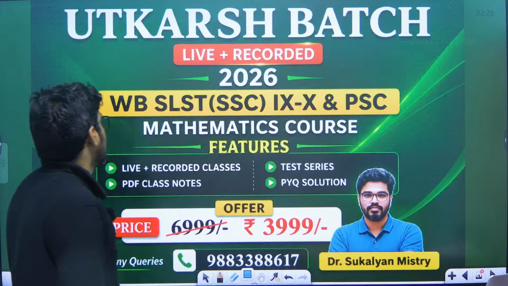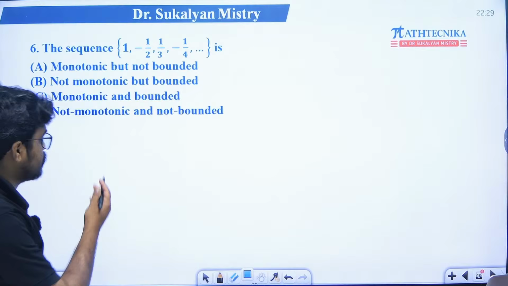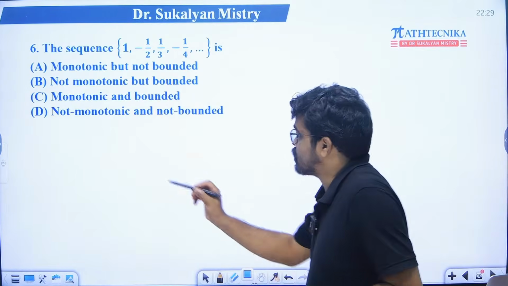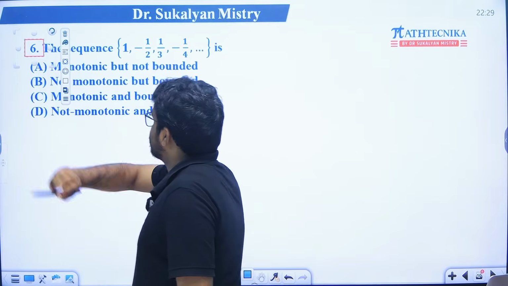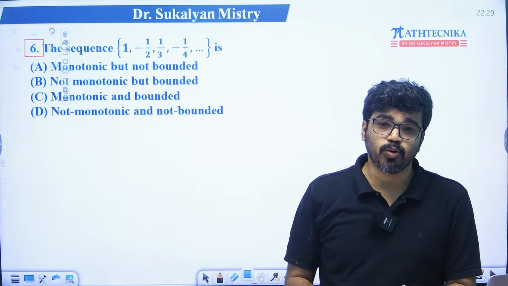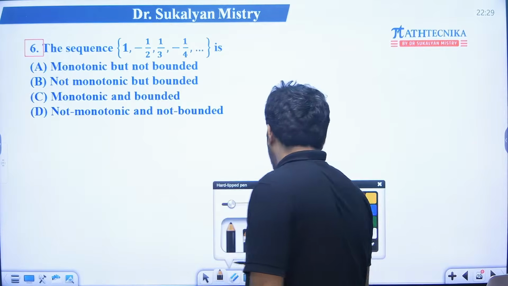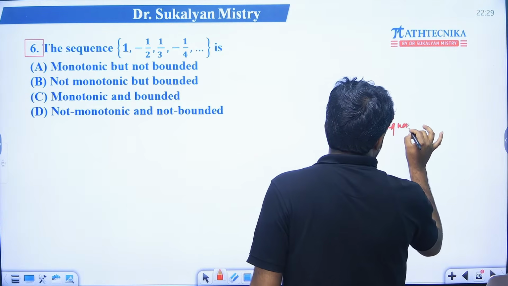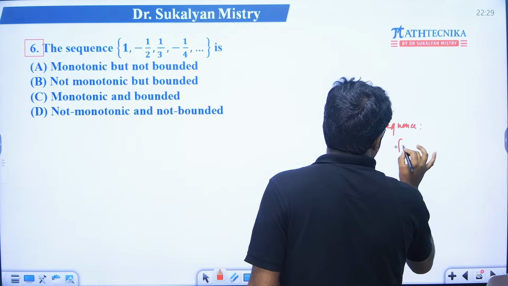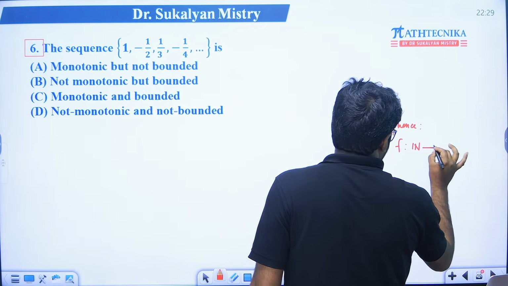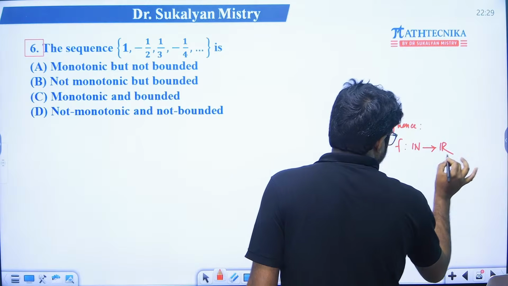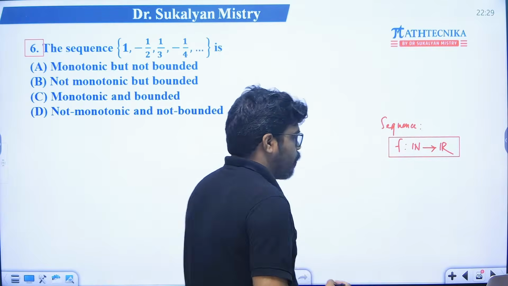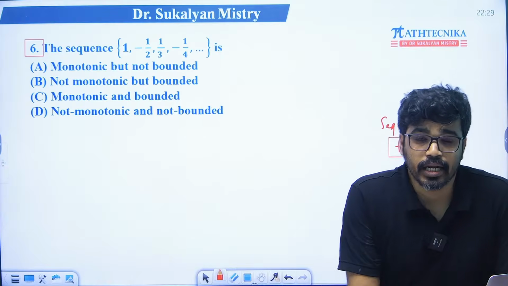Okay, next problem. Look, this is a sequence problem. What is the answer? Just write on the chat box. See this sequence very carefully. What is a sequence? What is the definition of a sequence? Just recall this definition. Basically, a sequence is a mapping from natural numbers to real numbers.